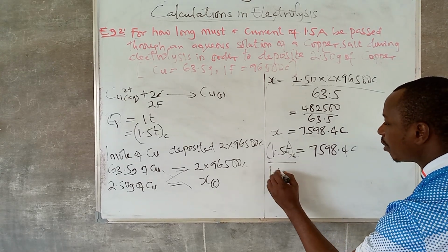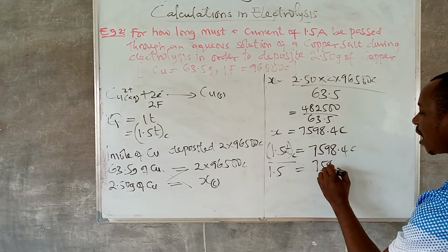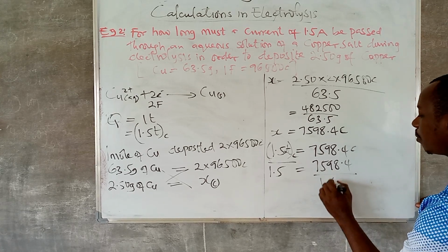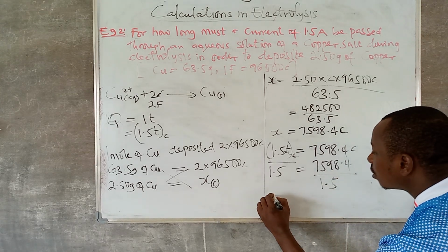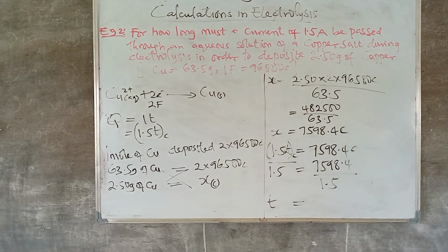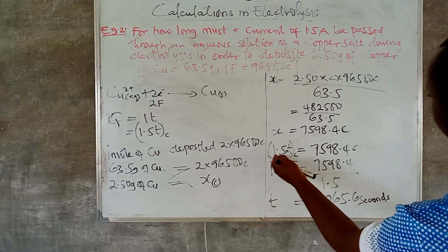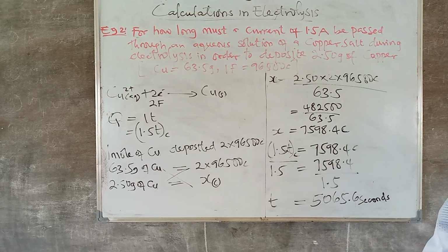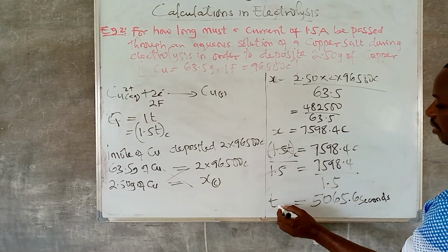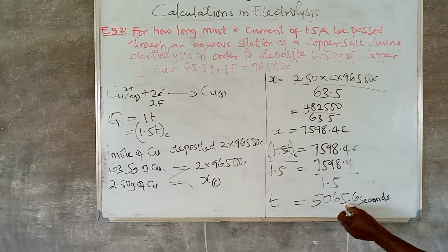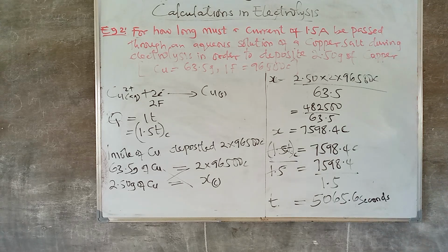Divide this one by 1.5. This equals 7,598.4 divided by 1.5. So let's see what t will give us finally. If you do your calculation very well using your calculator, you see that when you divide both sides by 1.5, of which this 1.5 will cancel 1.5, remaining t. So when you now do this division, it will give you 5,065.6 seconds.